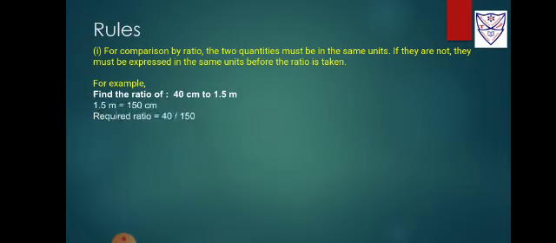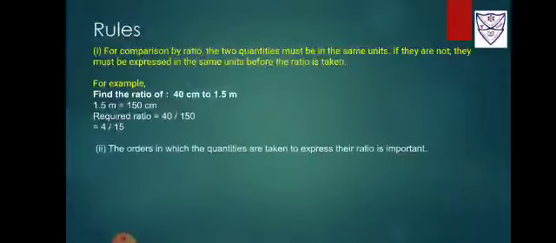Now we have to solve this ratio. Therefore, the required ratio is 40 upon 150. Then the next rule is we have to always write in the lowest term of the fraction, means we have to reduce the term, that is equal to 4 upon 15.